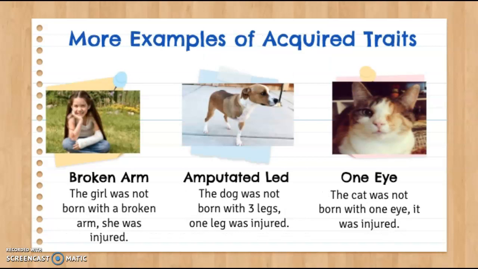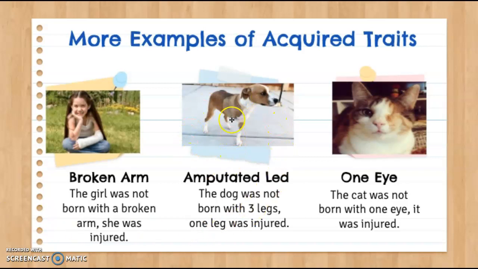Let's look at some more examples of acquired trait. One example is this little girl. She has a broken arm. The girl was not born with a broken arm. She was just injured. So that's a reason why this is an acquired trait.